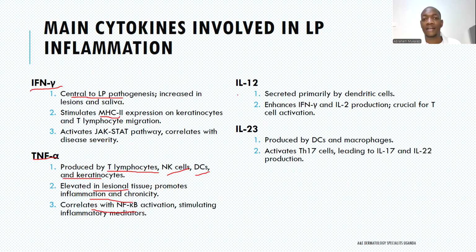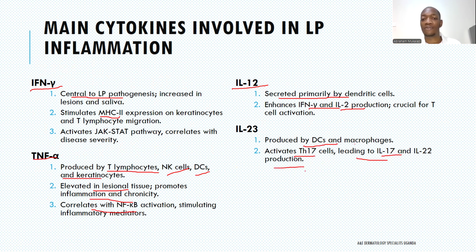inflammatory mediators. Then interleukin 12, this is secreted primarily by the dendritic cells, and it enhances the production of interferon alpha and interleukin 2 production, which is crucial for T cell activation. Then interleukin 23, this is produced by the dendritic cells and macrophages, and it plays a role to activate the T helper cell 17, leading to which also eventually will produce for you the interleukin 17 and interleukin 22 production.